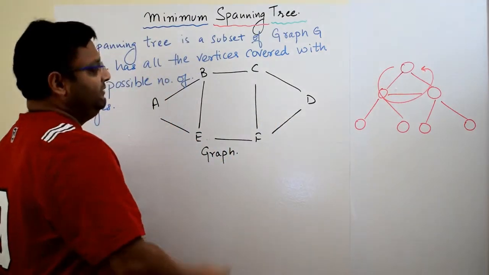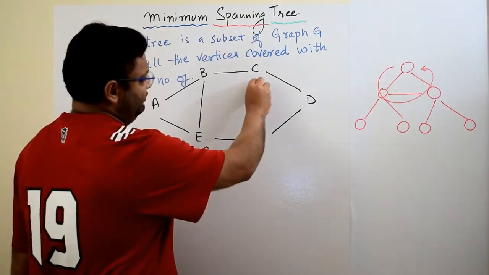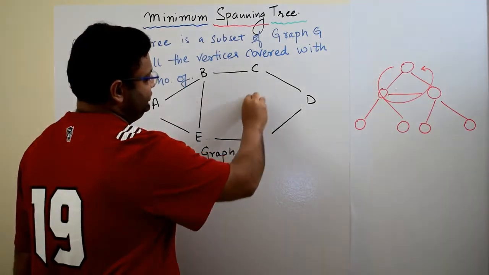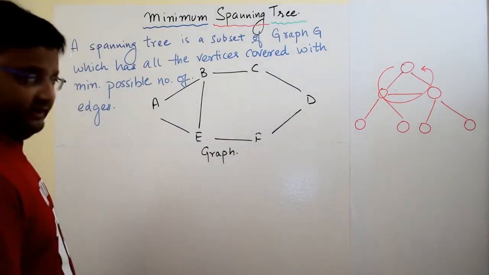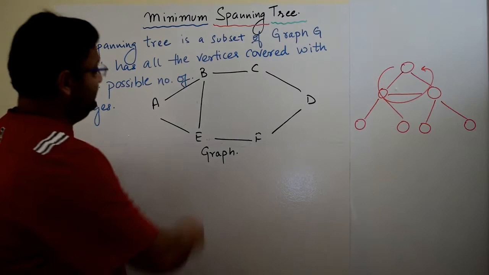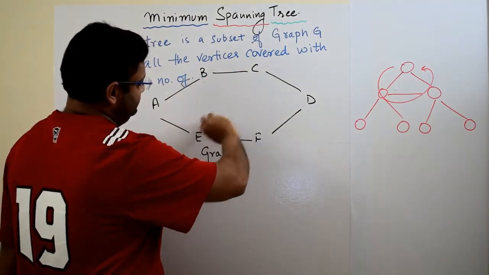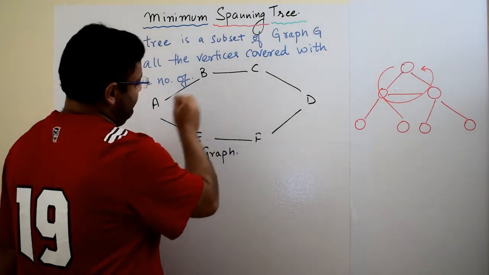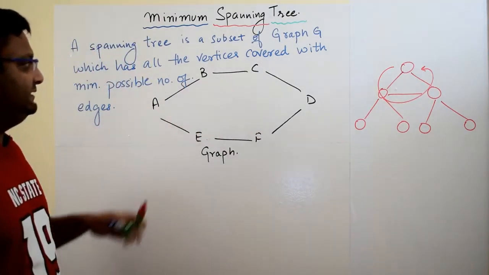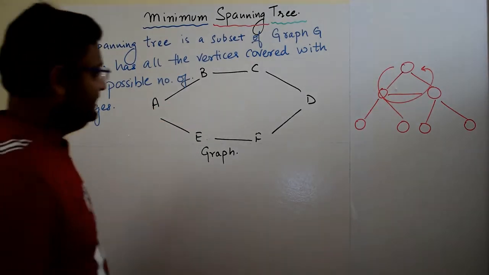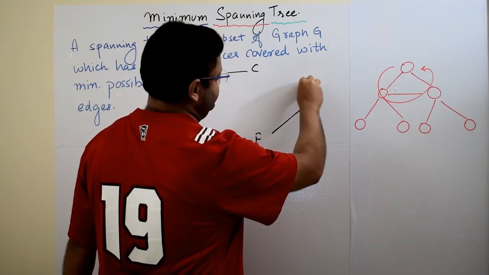Now, let me remove one more edge. Any edge I can remove. So suppose I removed this edge. Now, is there a cycle? Yes, there is again a cycle. You can see this cycle, the complete cycle. Let me remove this edge also. Now what? You can see again that this graph is still connected, but again there is a cycle. Let me remove one more edge.